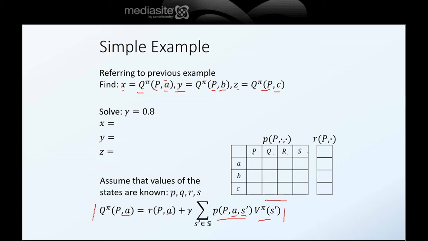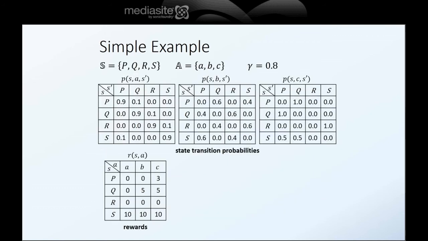So the first goal is to fill out these tables. This table will give us all the transition probabilities when you're in state P and for the three actions A, B, and C. And again, from state P, the rewards will be stored in this vector here. Okay, so these are the tables that we have.